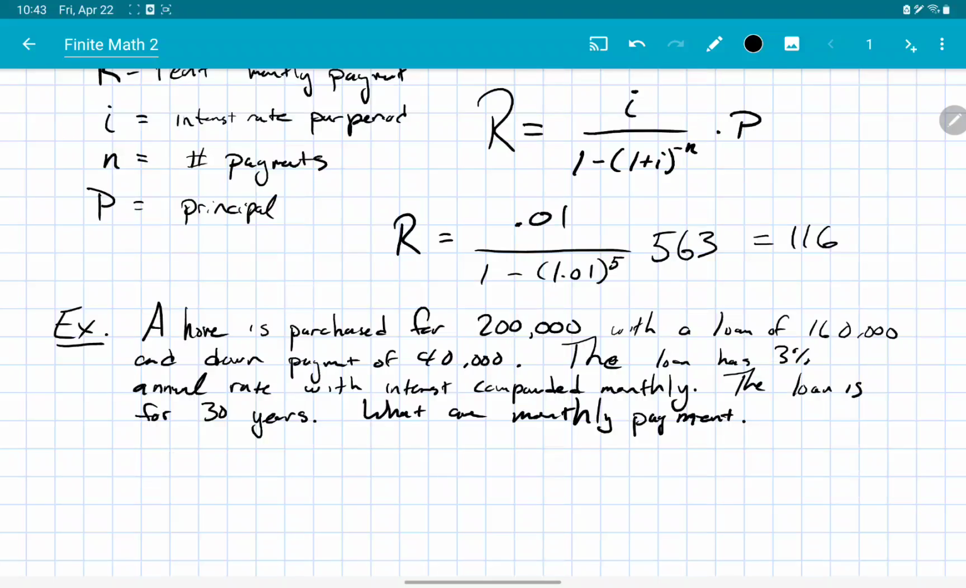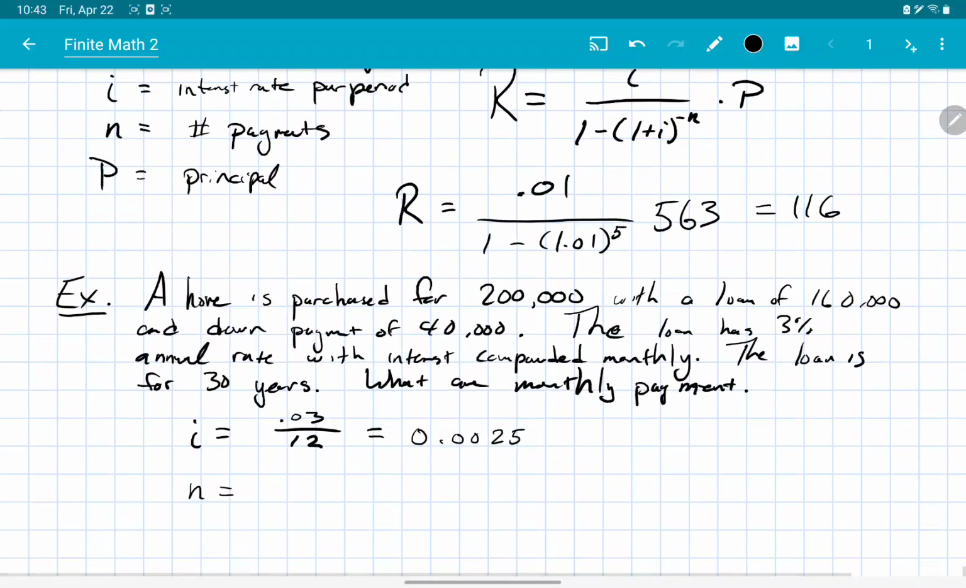So I just need to figure out what my various numbers are. The interest rate is going to be 0.03 divided by 12, because it's a 3% annual rate and everything is computed monthly. So this is going to be 0.0025. N, the number of periods, well, it's 30 years and there's 12 months in a year, so that's 360 months. 360 payments to pay off the mortgage. And the principal of the mortgage is $160,000.